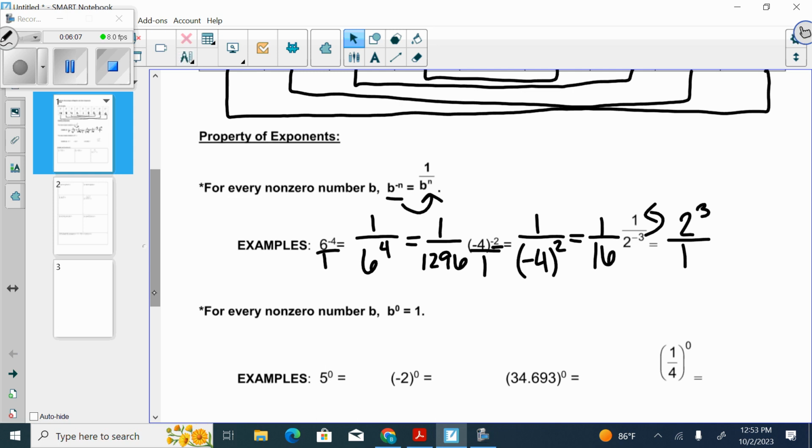Okay, and what is 2 to the third? 8. So this becomes 8 over 1, or just 8.